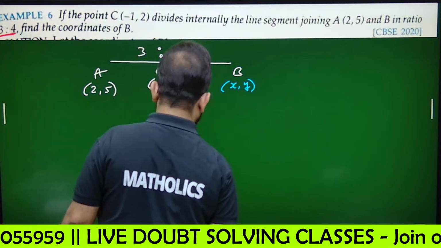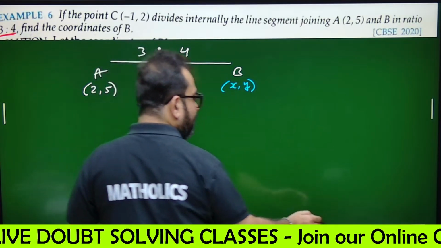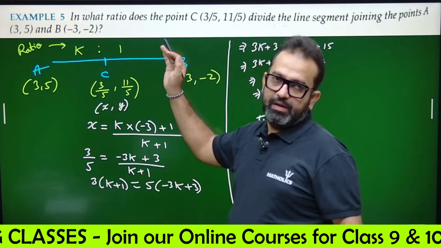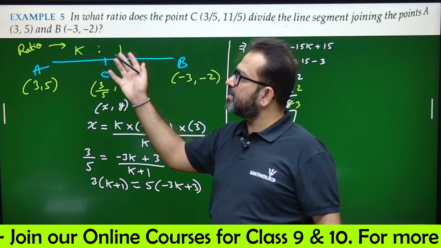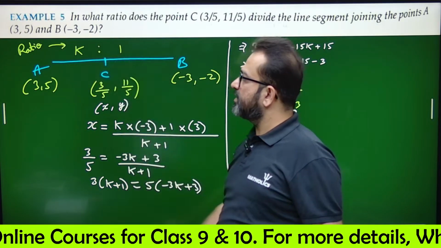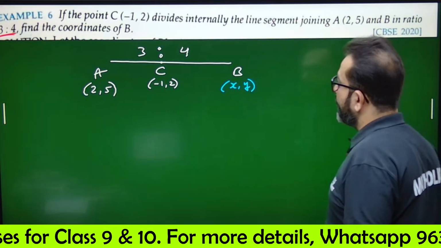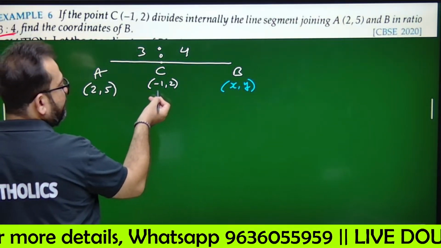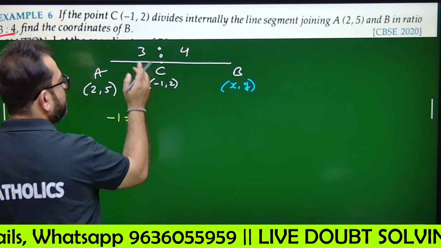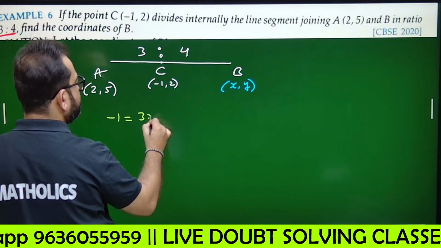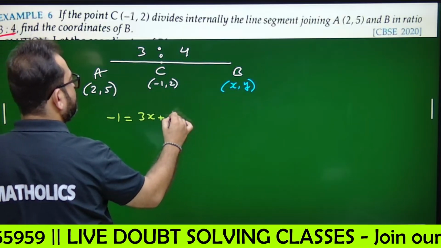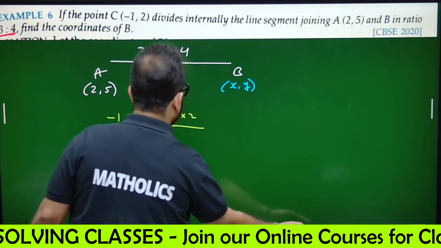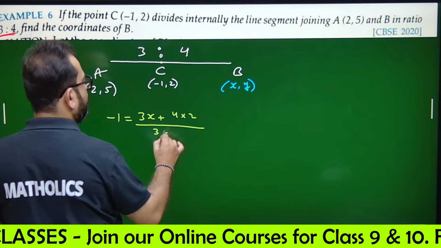Whenever we let k is to 1, it will be easier to solve with every number. That is why. So this is the ratio 3 is to 4. Now what to do? We'll write again: minus 1 will be equal to 3 into this x, 3x, plus 4 into this 2, 4 into 2, whole upon 3 plus 4.